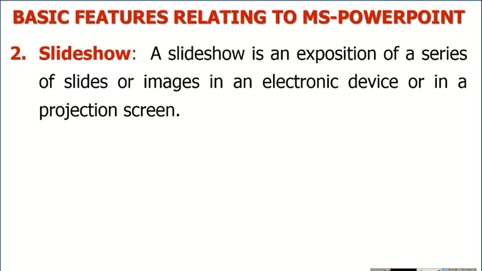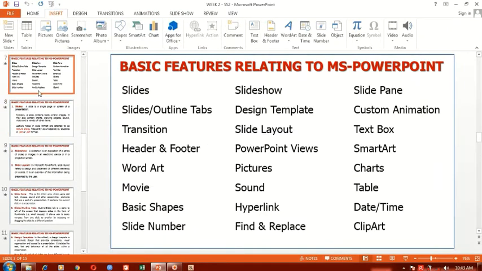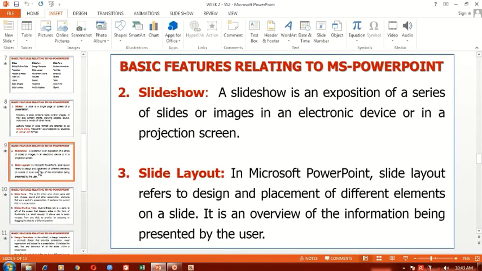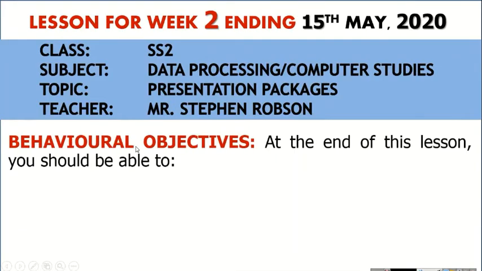When you are done with your work and you want to present it to the audience, you have to enable the slideshow. And don't forget that the shortcut key for slideshow is F5. So I'm going to click F5 now, and you have the slideshow. That is your slideshow. All right, let's continue from where we stopped.